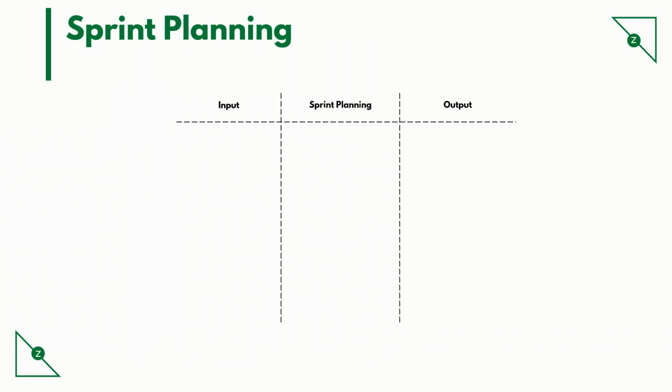Sprint planning. Sprint planning is a ceremony that is typically done at the beginning of the sprint on day 1. There are some teams that may do it on the last day of a previous sprint.